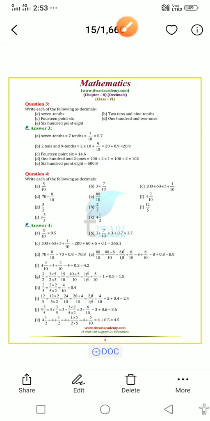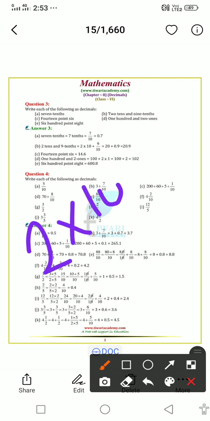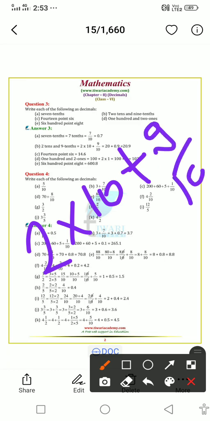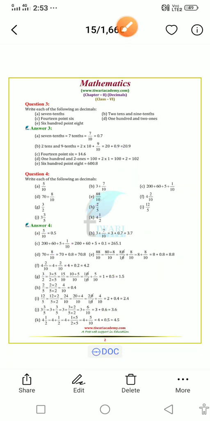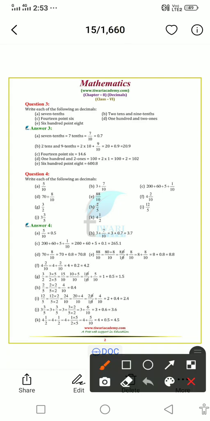2 tenths. 2 tenths means 2 times tenths plus 9 by 10. So we can write 20.9. Okay, 2 tenths is there, that's why. If 14.6, direct 14.6, so 4.6. If 100 and 2 tenths, 2 ones, 100 and 2 ones. 102 ones means 102. There is no point, there is no decimal values. 600.8 means 600.8. So you can write directly if you know.